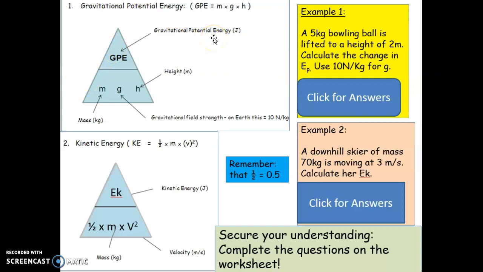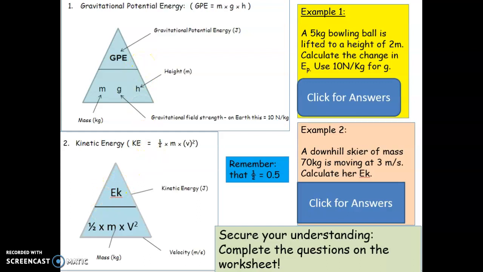We've got gravitational potential energy, and we've got the kinetic energy equation. Now this one up here, I didn't spot this earlier, I have to go back and change this. This uses GPE, and it should have been changed to read EP. Okay, so I'll go and change that on the PowerPoint that comes with this video.